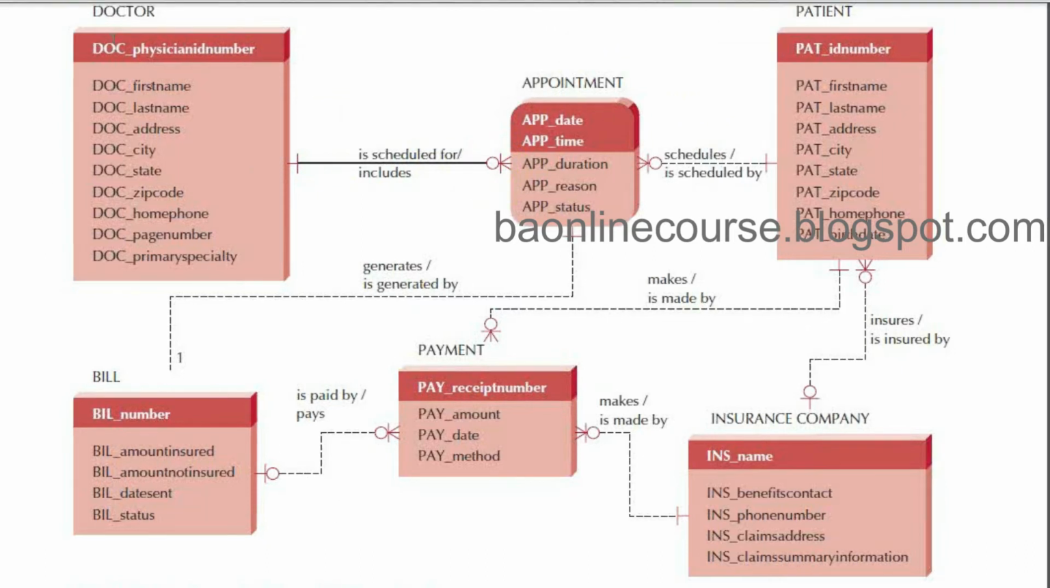Now, the second objective is how do we capture the requirements which are required for the database. We'll learn that using an example.